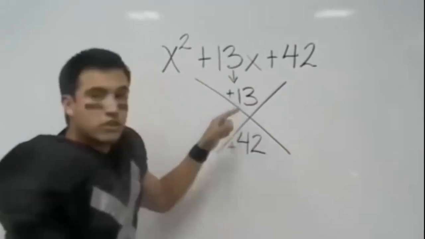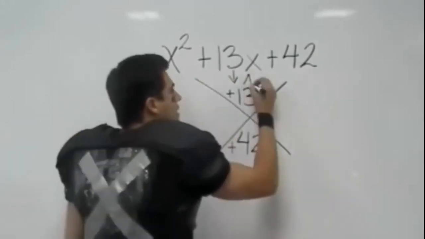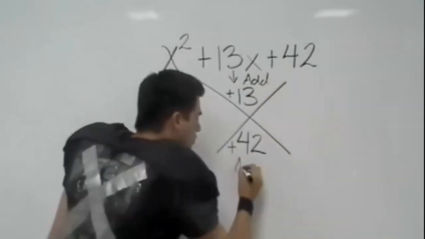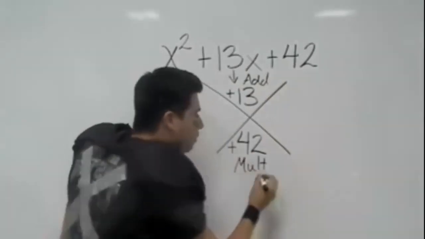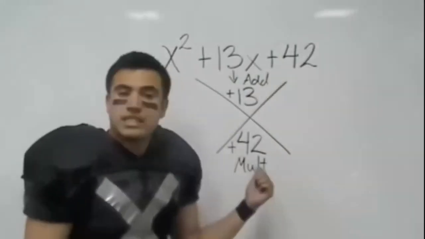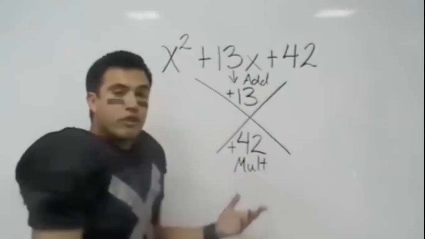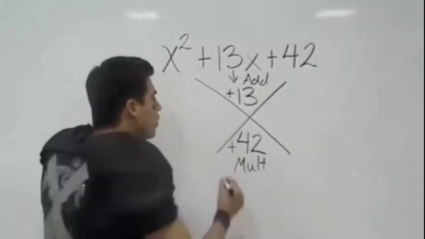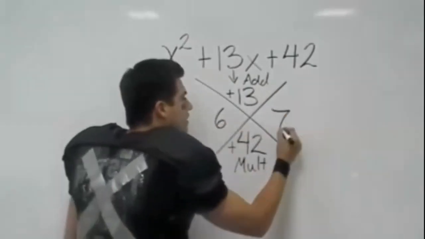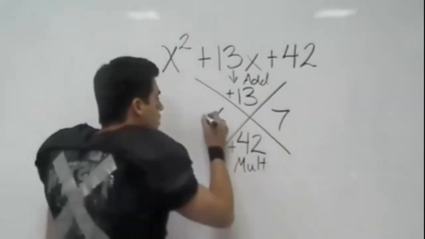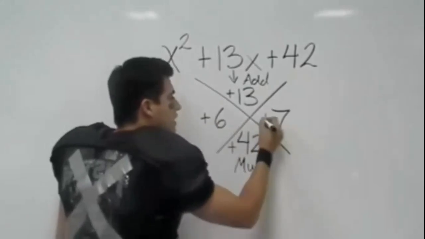Now we have to ask ourselves, what two numbers add to positive 13 and multiply to a positive 42? This is the toughest part, but trust me, it beats guess and check. So now, if we know our multiplication facts, we would know that 6 times 7 is 42, and it has to be a positive 42. So it would be a positive 6 and a positive 7.